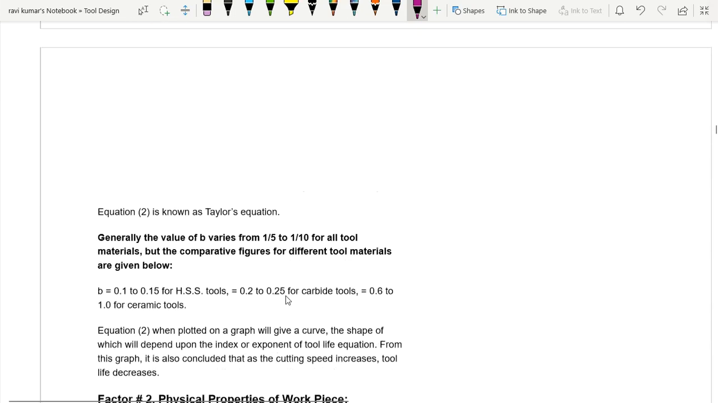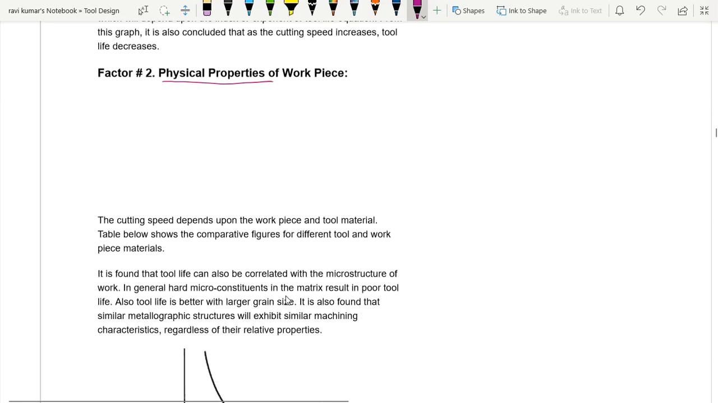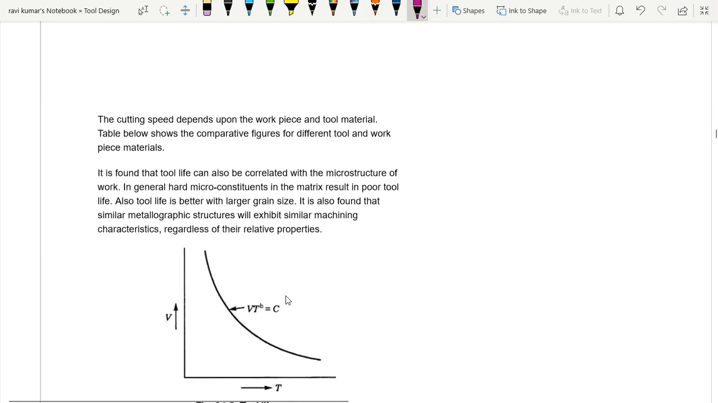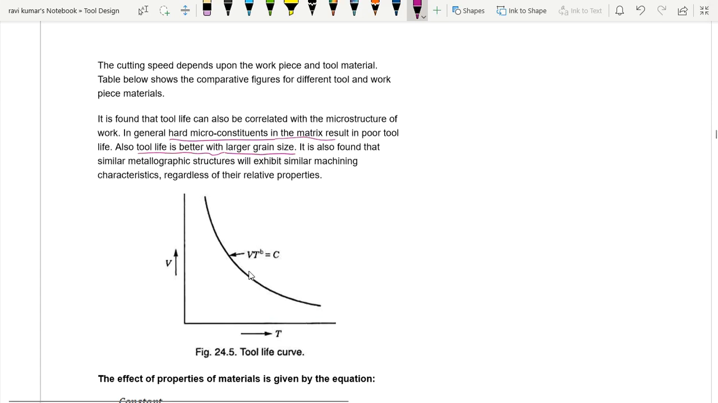The next factor which influences the tool life is the physical properties of the workpiece. When I say physical properties, there are multiple details. Simply hard micro constituents in the material can result in poor life. Similarly, if there is large grain size, then also we may comment that the tool life shall become better, right?